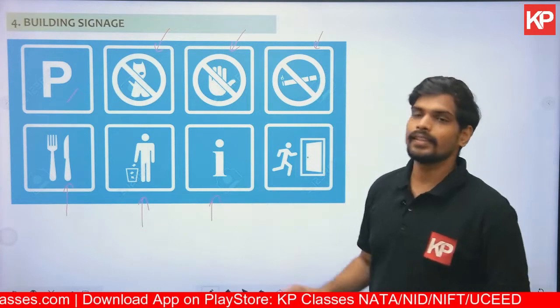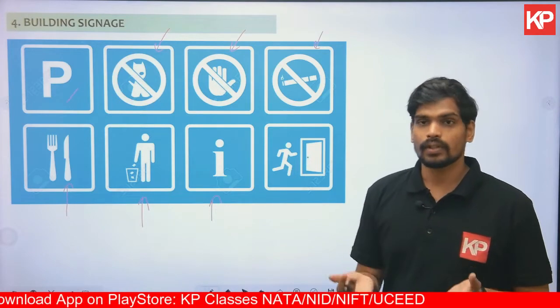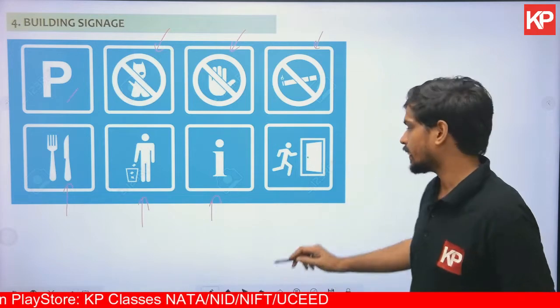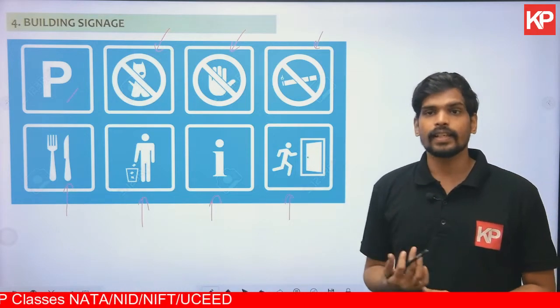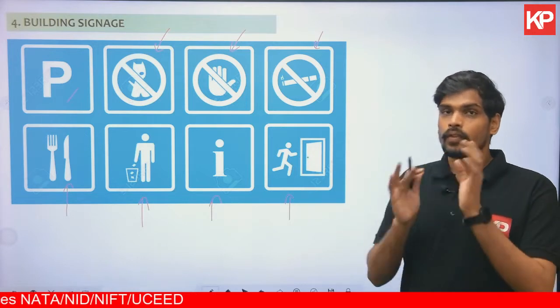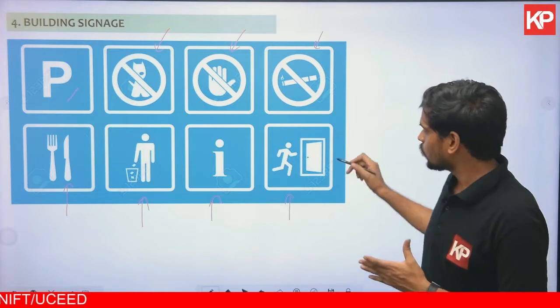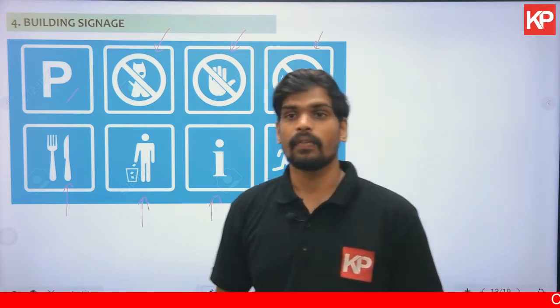This is the symbol of I, generally used for an information desk. If you are confused and want some help, you look for the symbol I and you will have an information desk there. And finally, this is fire escape. Fire escape or fire exit is a symbol you need to look for in case of emergency. During fire evacuation, you have to look for this symbol and accordingly evacuate the building. So that is the fire escape or fire exit symbol.